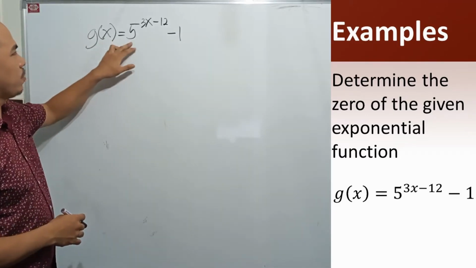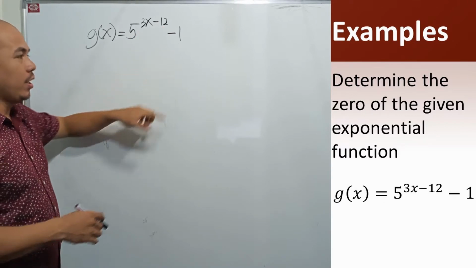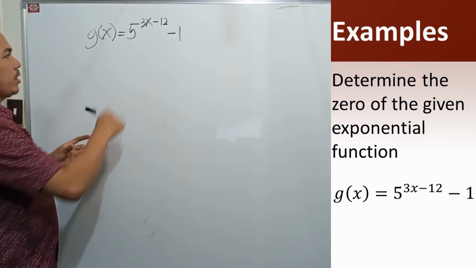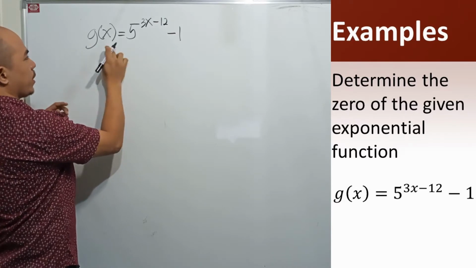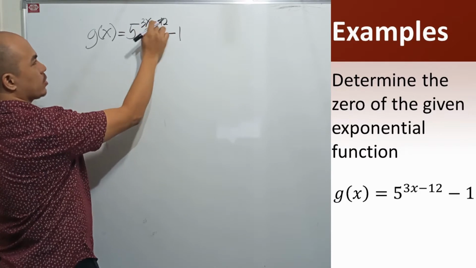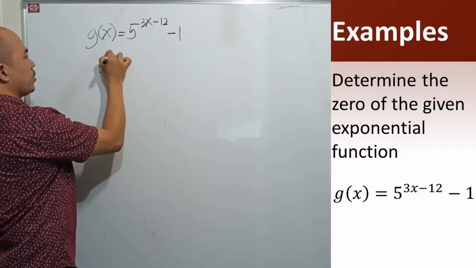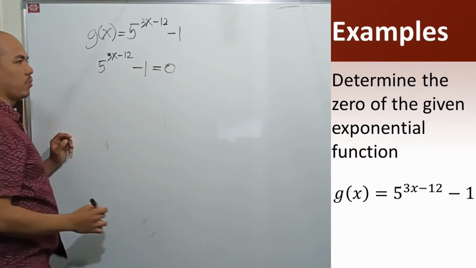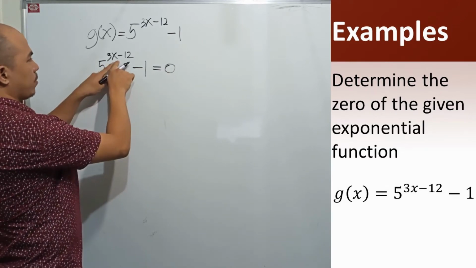g of x is equal to 5 raised to 3x minus 12 minus 1. Okay? So, ang sabi kanina, to find the zero of our function, we're going to equate our function to 0. So, yung g of x natin is equal to 0, and yung g of x natin is 5 raised to 3x minus 12 minus 1. So, ito equate natin sa 0. So, we have 5 raised to 3x minus 12 minus 1 is equal to 0. Equate muna natin sa 0 yung ating function, and then we are going to solve for the value of x.